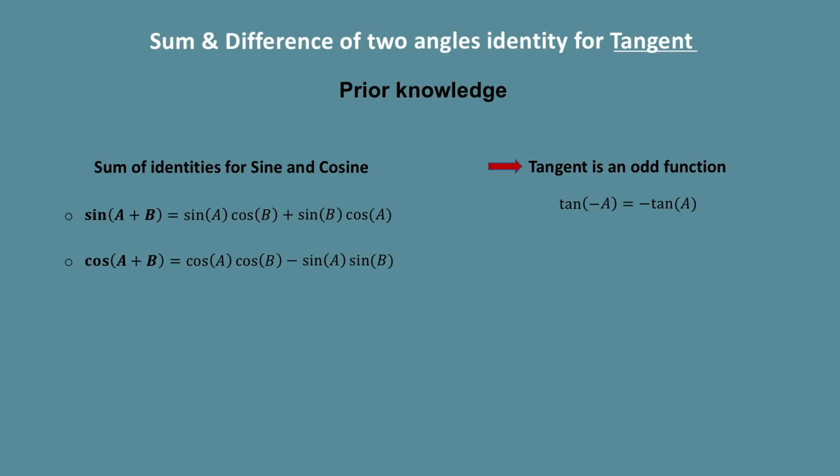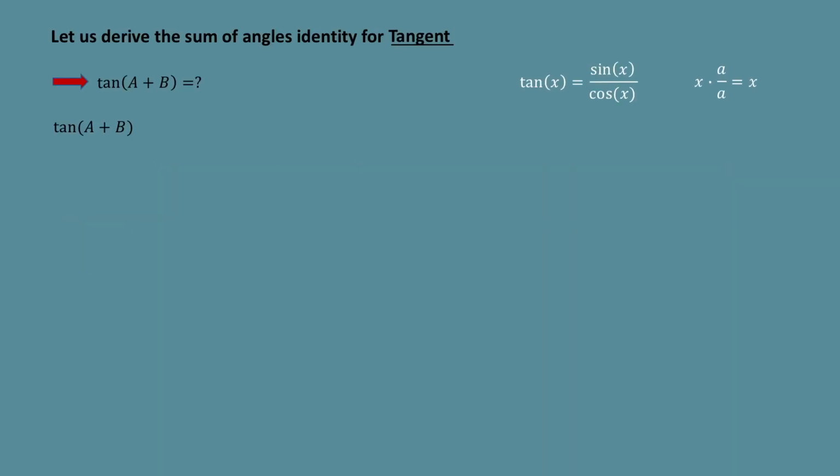So now let's get started deriving the identities. We're going to start with the tangent of A plus B. But before we do that, I want you to look at this identity here. We know that tangent of an angle x, any angle, is equal to sine x over cosine x. And we're going to use that right away over here.